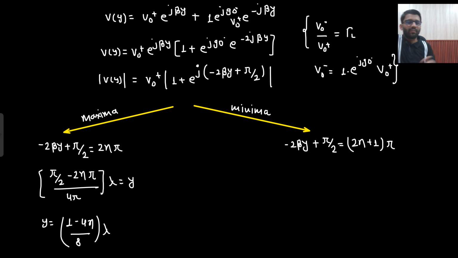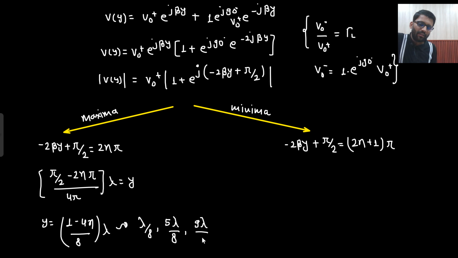So now you can start putting in the values. If you put n equals 0, it is applicable, because you get a positive value, lambda by 8. If you put n equals 1, you get minus 3 lambda by 8, which is not applicable. So n equals minus 1 you need to put. So what will be the first one? n equals 0, lambda by 8. Then n equals minus 1, here I will put negative values. If I put minus 1, what am I getting? 5 lambda by 8. Then in that manner it will keep on going. So next will be 9 lambda by 8.